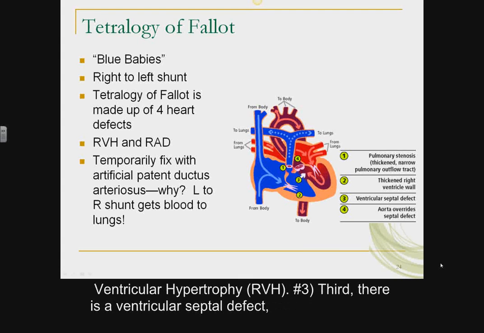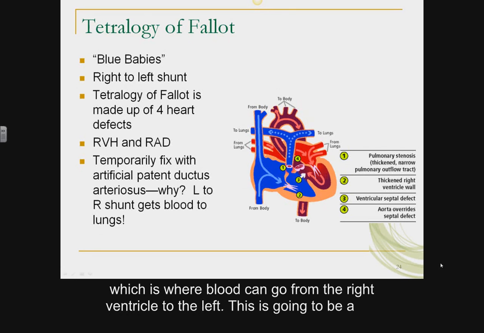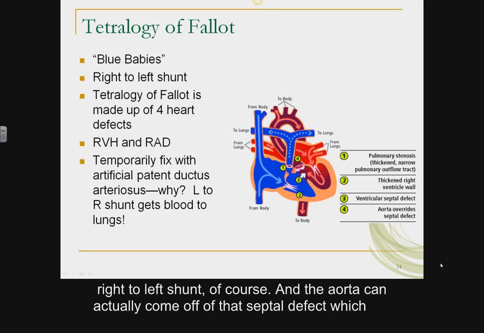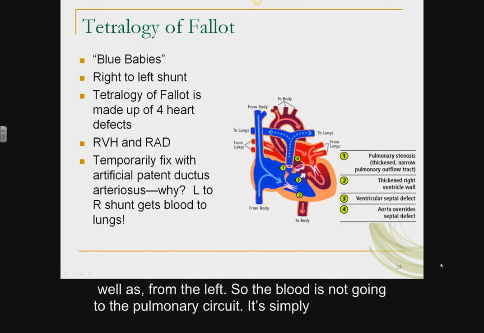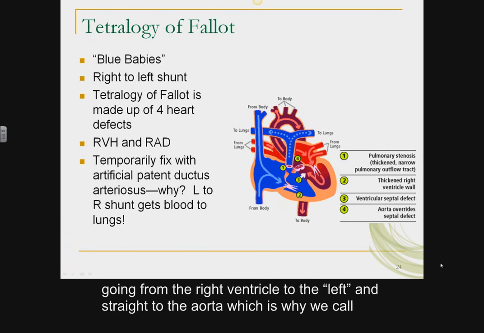Number 2, there is, as a result of that, a thickened right ventricular wall, meaning right ventricular hypertrophy. Third, there is a ventricular septal defect, which is where blood can go from the right ventricle to the left. This is going to be a right to left shunt, of course. And the aorta can actually come off that septal defect, which means it's right there ready to pick up the blood straight away from the right ventricle, as well as from the left. So the blood is not going to the pulmonary circuit. It's simply going from the right ventricle to the, quote, left and straight to the aorta, which is why we call it a right to left shunt.